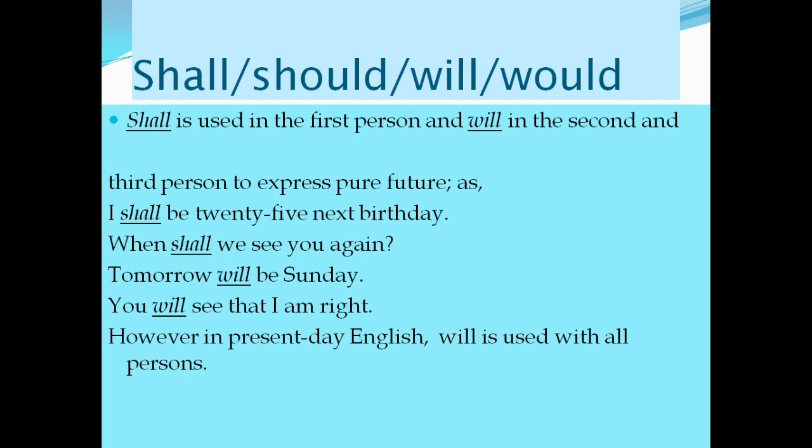These are the sentences where I have used shall with the first person like I and we, and will with the second person you, or third person with tomorrow. However, in present day English, will is used with all the persons, means we can use will with the first person also. We can say I will be 25 next birthday, or when will we see you again.